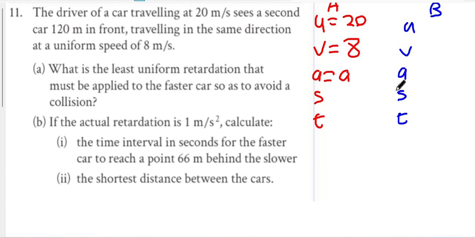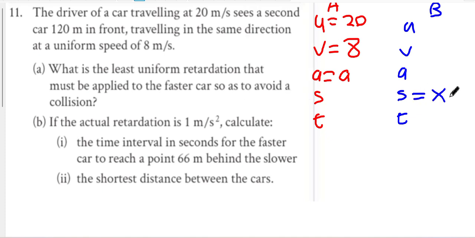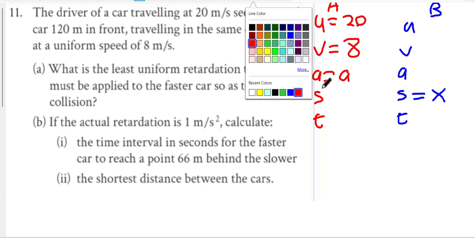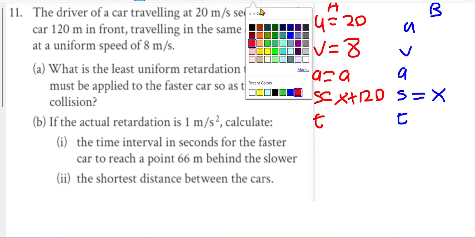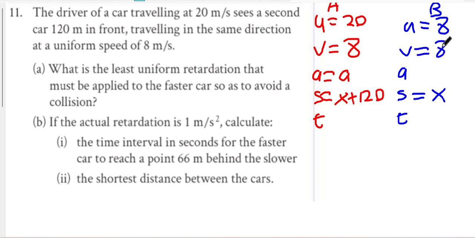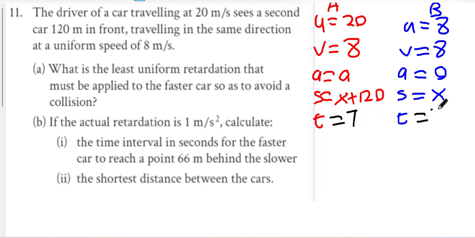So if you imagine that the blue car covers a distance X, yeah? The red car has to cover the same distance with another 120 on top. So we call that X plus 120. Just so it's basically just about to collide. The other car has a final speed of 8, and an acceleration of 0. The times are the same in both of them. The t values are just t.